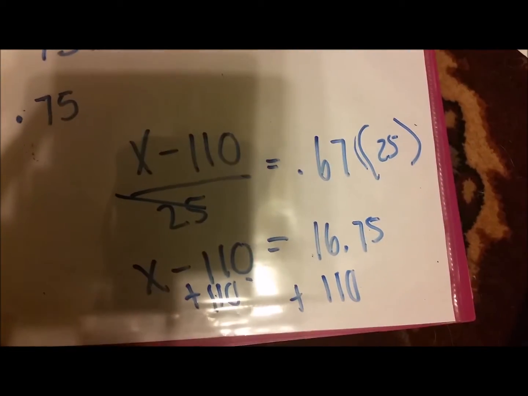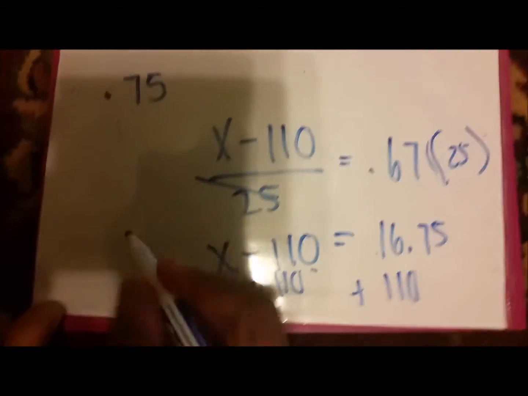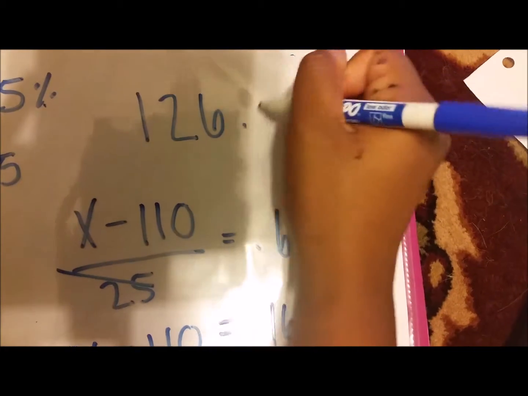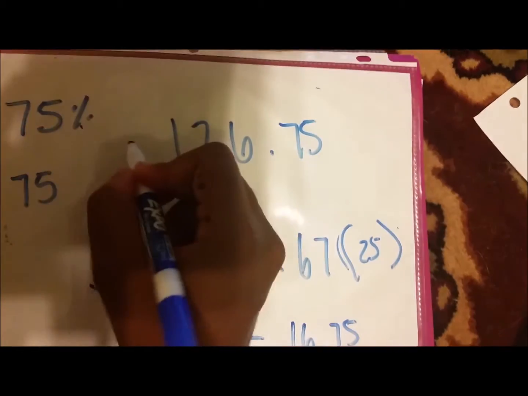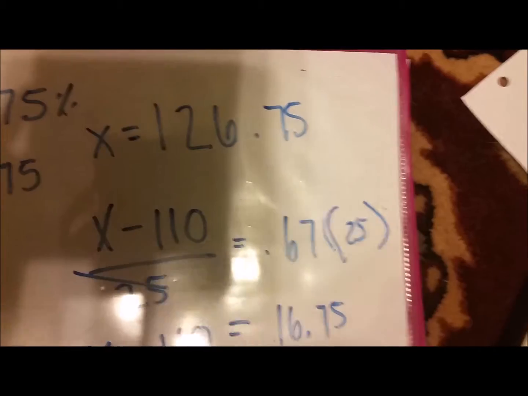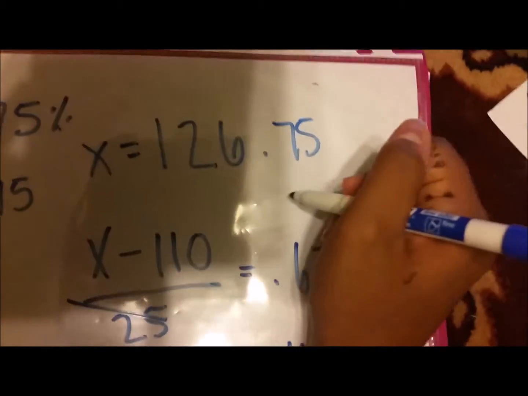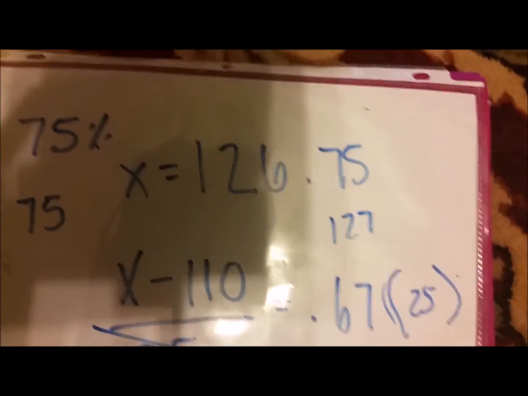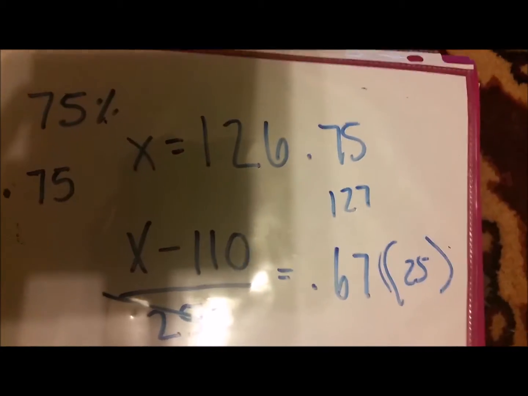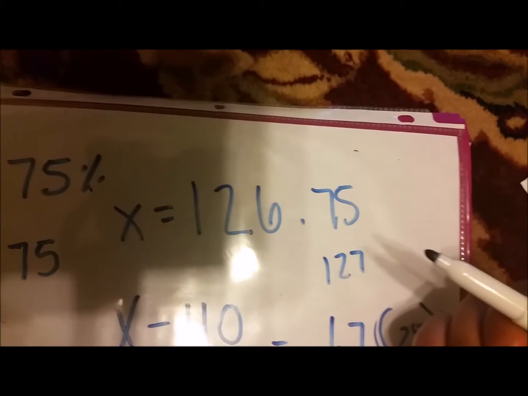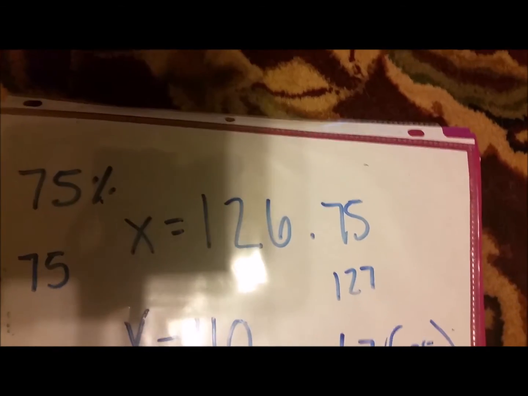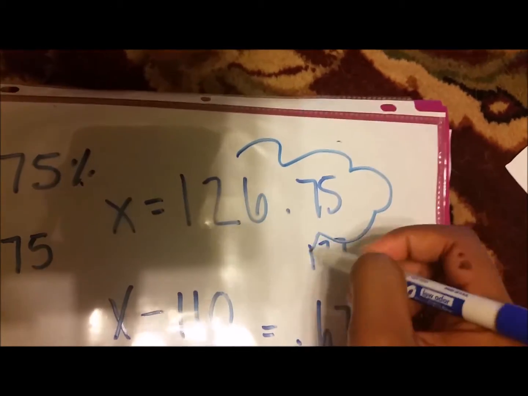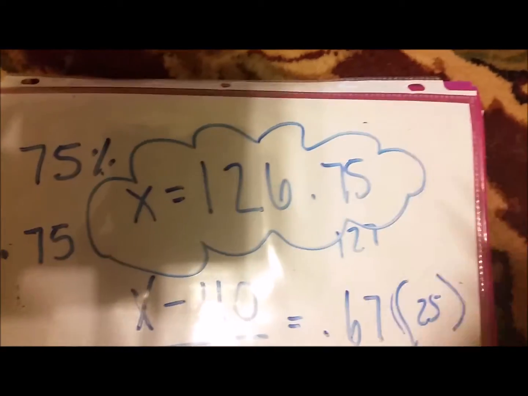And the answer you get is 126.75. So that equals x. So if you want, you can round it to 127, but I'm going to keep it at 126.75 to be more specific. So our answer for C, to be in the highest 25 percentile, your IQ score would have to be 126.75.